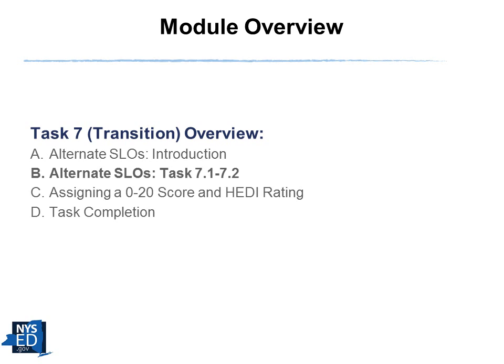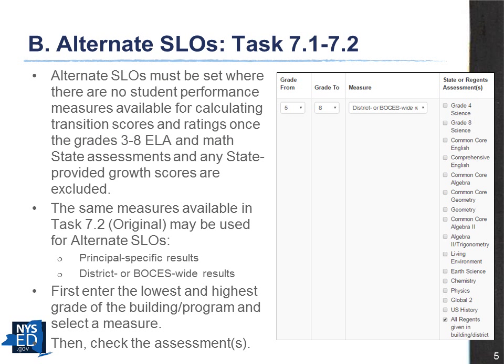Next, we will take a look at entering alternate SLOs for Task 7.1 and 7.2 Transition. As previously noted, alternate SLOs must be set for all principals for whom there are no remaining student performance measures once the grades 3 through 8 ELA and math state assessments and any state-provided growth scores are excluded. The same measures available in Task 7.2 Original may be used for alternate SLOs.